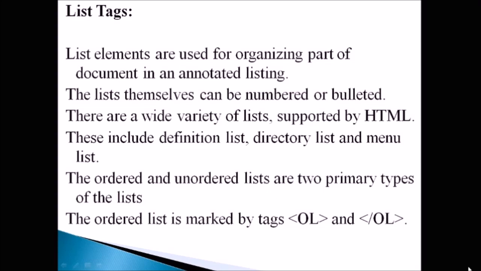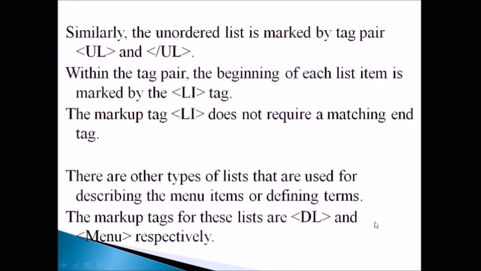There are a wide variety of lists supported by HTML. These include definition list, directory list and menu list. Okay. And also there are ordered and unordered lists. Generally, ordered and unordered lists are the two primary types of list. Ordered list is marked by OL tags. If it should be an ordered list, then we have to use the tag OL with its respective closing tag. And if it is an unordered list, then we can use the tag UL with its closing tag.